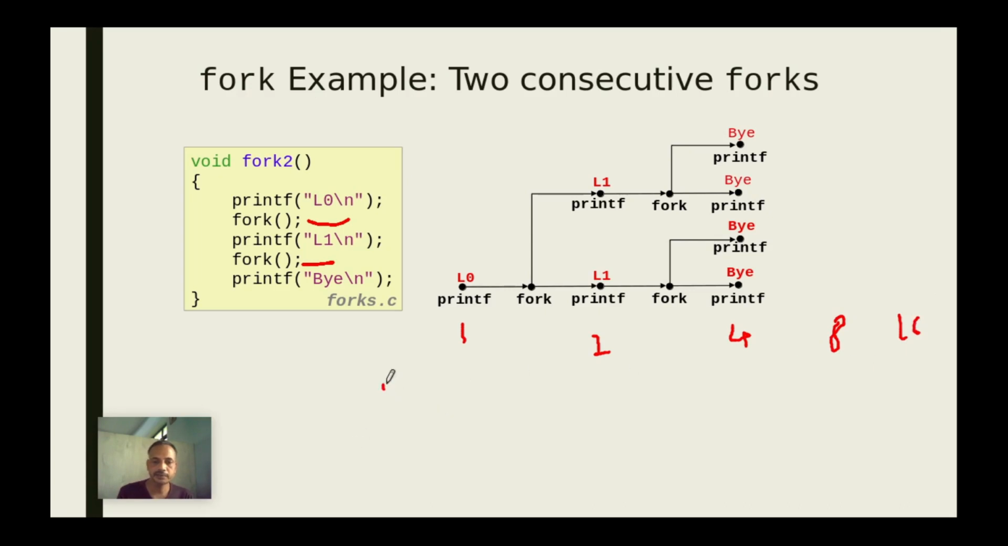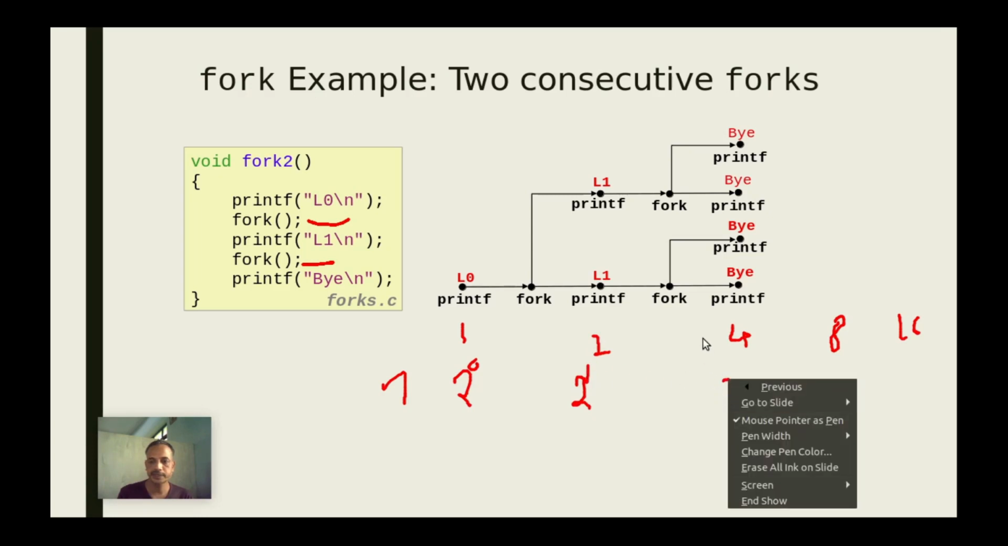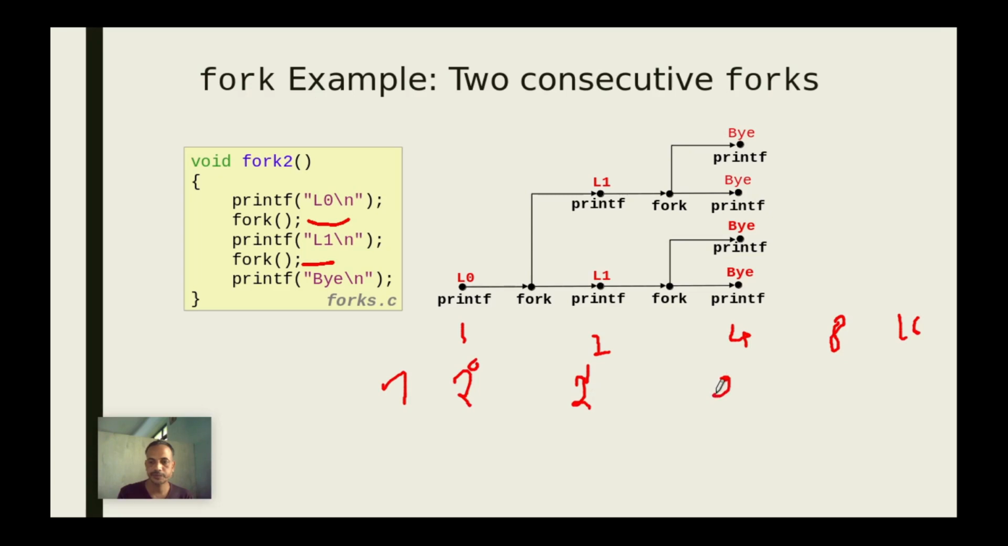That means if there are n number of fork system calls, if n value is 0, then it is 2 raised to 0 equals 1. That means there is a single process. If there is one fork system call, there are 2 processes. That means 2 raised to 1. If there are 2, it is 2 raised to 2, that is 2 square. If there are 3, 2 cube.